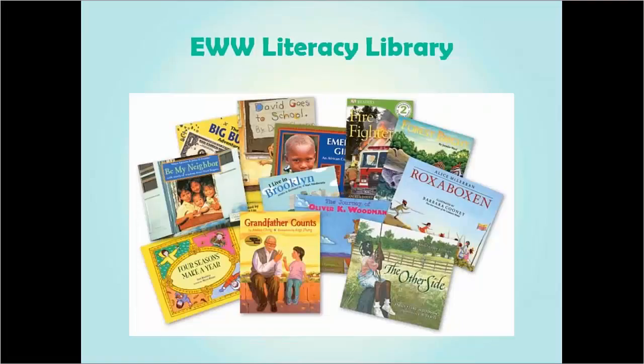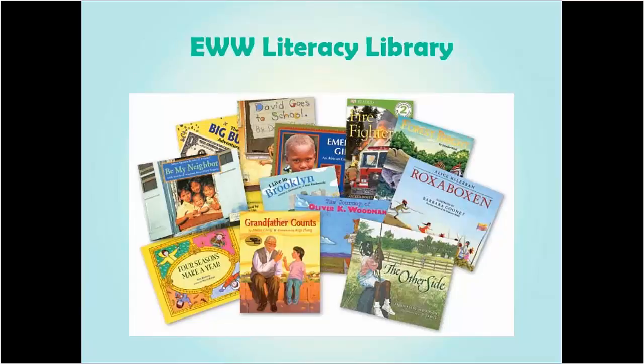Now, we all know that books enrich our social studies lessons, while at the same time we can use them to develop those reading and language arts skills. With your EWW cart, you are going to receive, or you have received, an EWW literacy library. This contains 12 nonfiction and fiction books that you can use throughout your lessons. You see here, The Four Seasons Make a Year and I Live in Brooklyn. Those were two stories that I would have been able to use with my lessons about the seasons had I had a little bit more time.